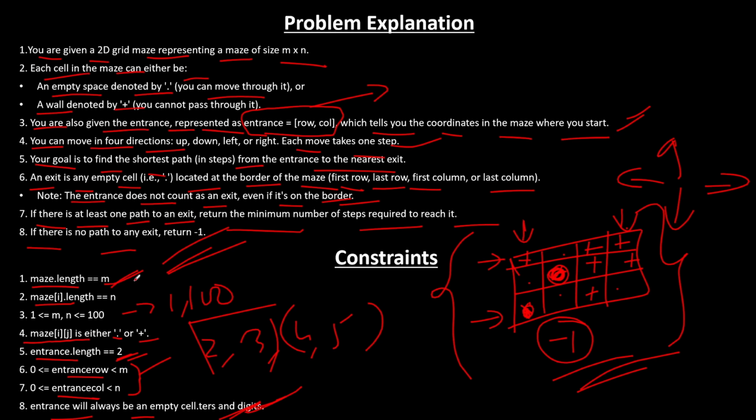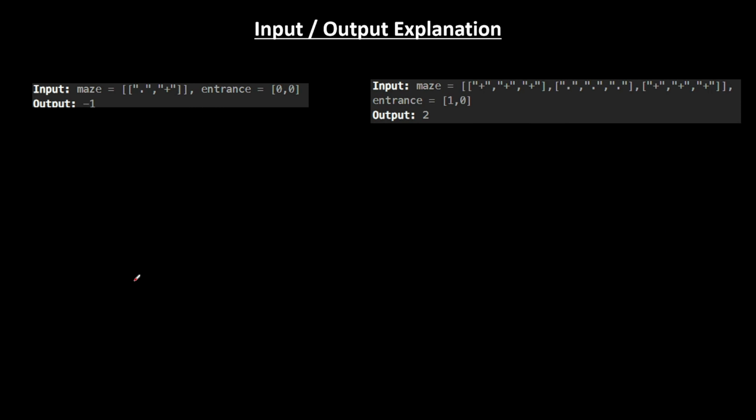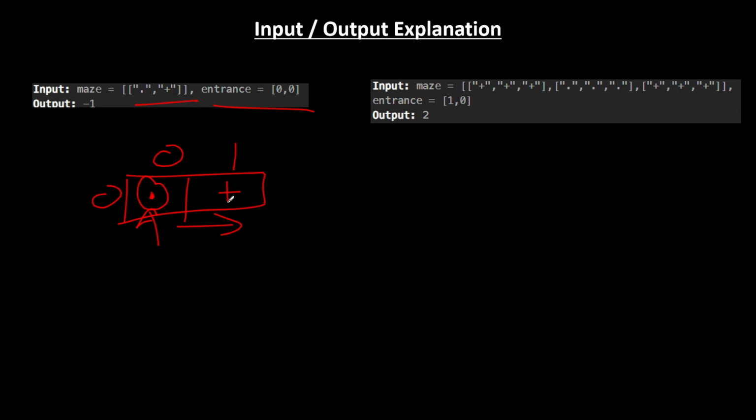Now let's move to the next slides. Now let's understand the input output explanation. So let's take this grid, and this is the path where you can go, and plus is a blocker basically, right? Entrance is 0 comma 0 here. So you cannot claim the entrance as the exit, and you cannot go in this direction because plus is a blocker, or a wall basically. And there are no more exits, therefore we return -1 as the output.